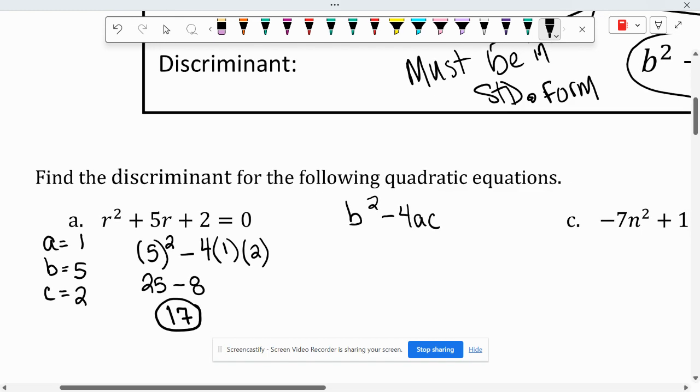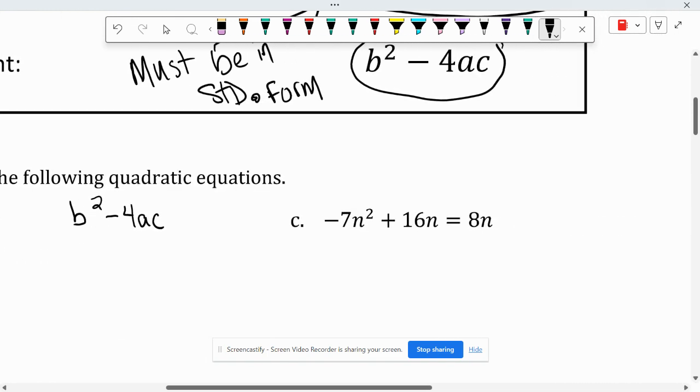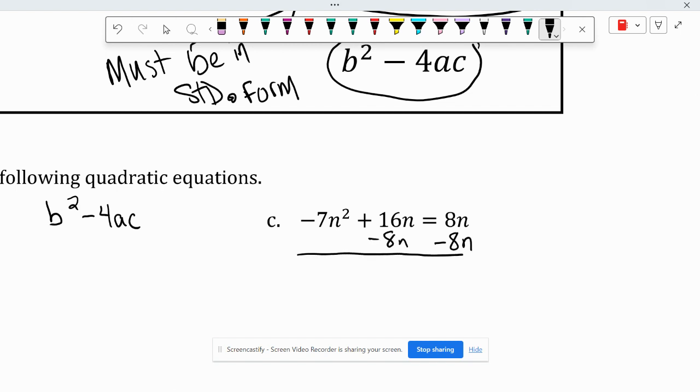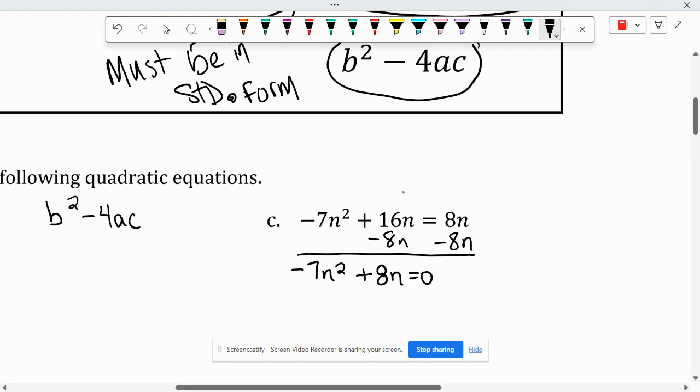Okay, I'm going to slide over to example C. Is this written in standard form? AX squared plus BX plus C equals 0? No, what do I have to do? Yeah, I have to subtract 8n from both sides. So when I do that, I have negative 7n squared plus 8n equals 0. What does A equal? What does B equal? And what does C equal?